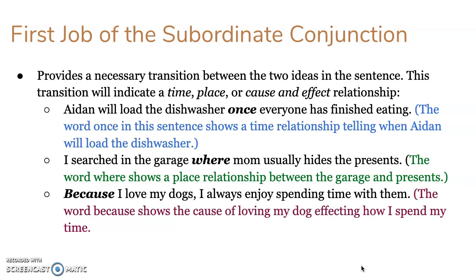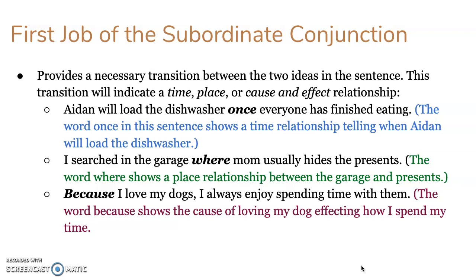Think about this. In that third example, if we move the because to the end, I always enjoy spending time with them because I love my dogs. Now the "them" is tricky because it's confusing if we move the sentence up, but I always love spending time with Dory and Chucky because I love my dogs. Makes a lot more sense. But notice how I can move those things around. And again, that's because of the dependent clause and the independent clause.